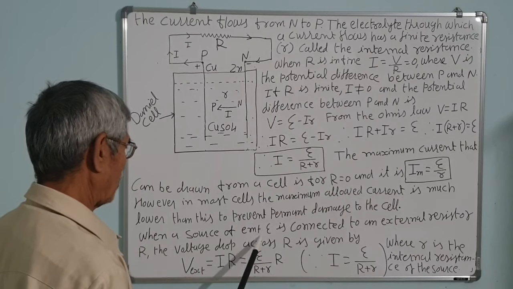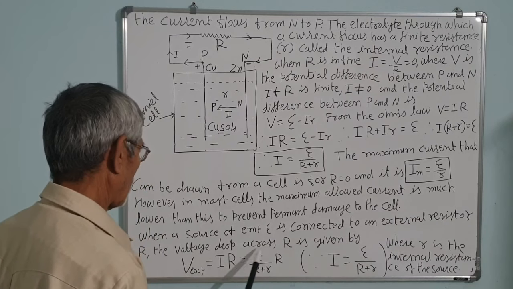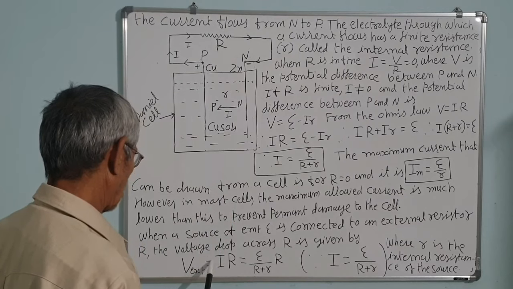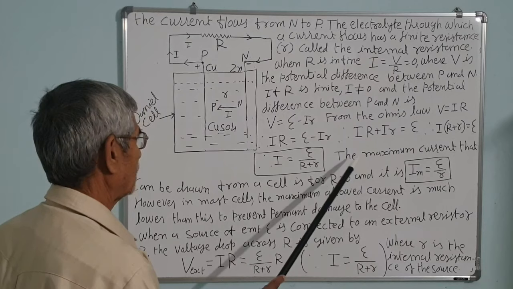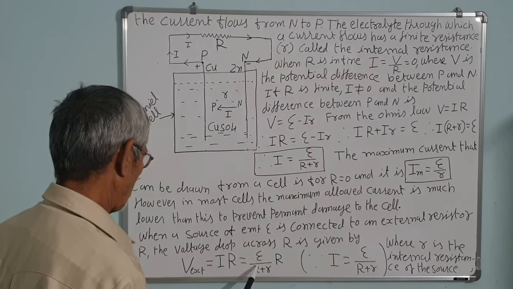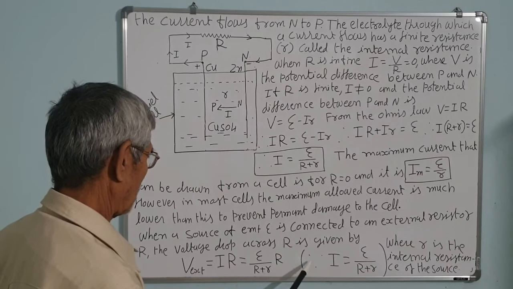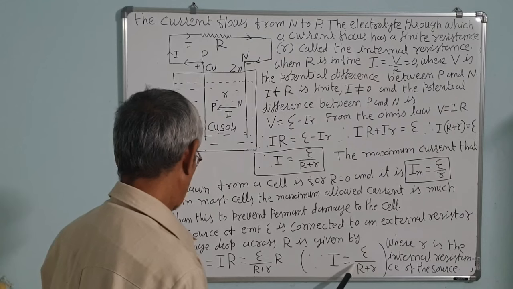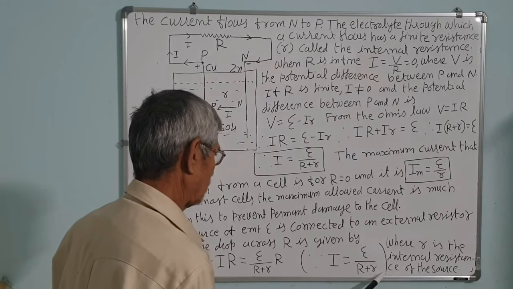When a source of EMF E is connected to an external resistor R, the voltage drop across R, V external, is equal to IR according to Ohm's law, and I is equal to, as we have already seen, EMF E upon capital R plus small r, into R. Therefore I is equal to E upon R plus r, where r is the internal resistance of the source.